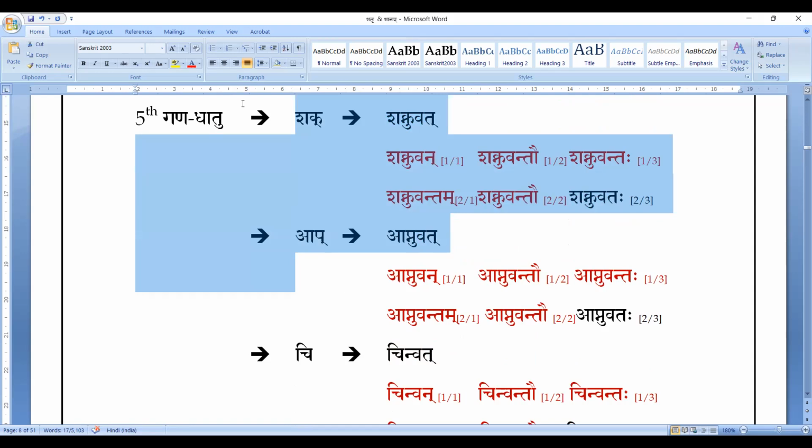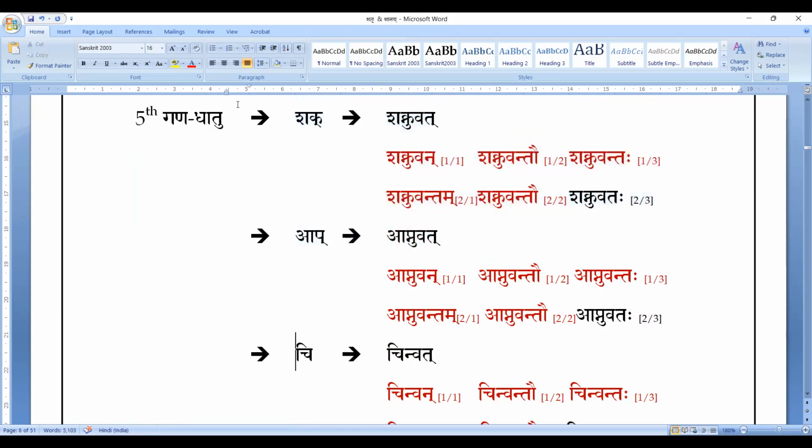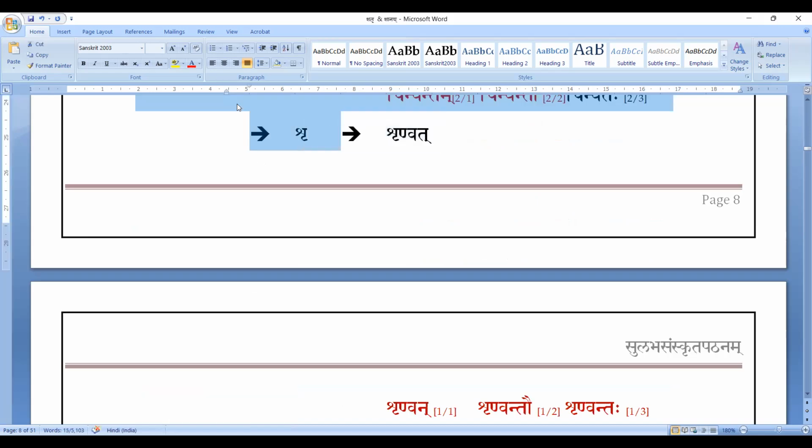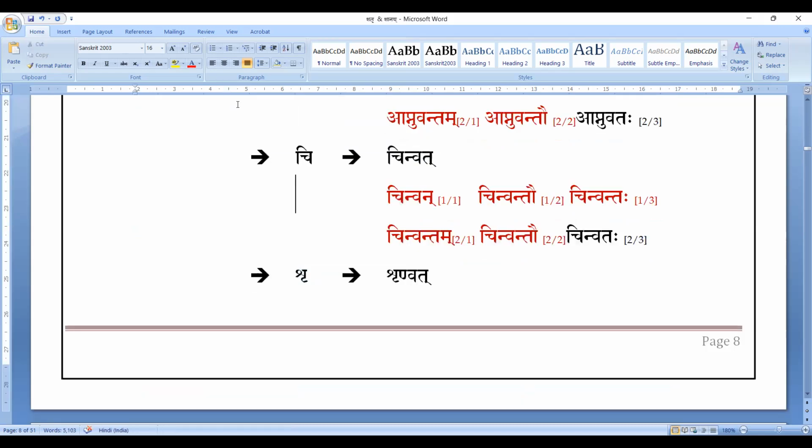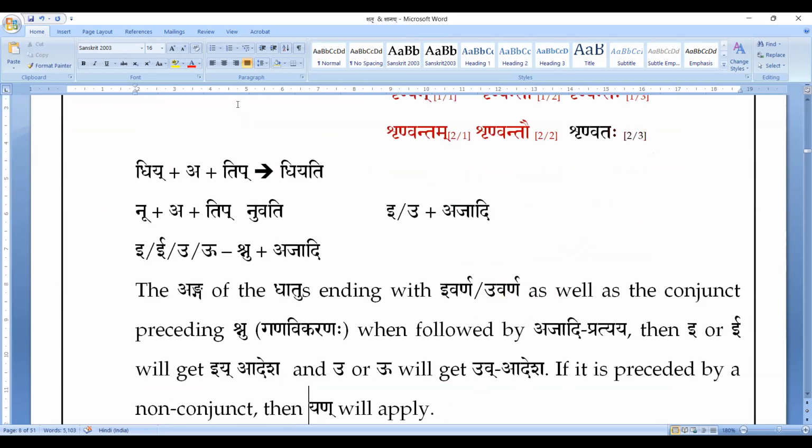And Shnu comes after the Dhatu, therefore Shnu comes. So the Ukara of Shnu must be preceded by a conjunct. Therefore, Uvadesha comes. Whereas for Chi and Shru Dhatu, when Shnu is added, the Ukara of Shnu is preceded by a non-conjunct. Because these are Ajanta Dhatus, right? Understand? So this you remember, you get for the fifth Gana.